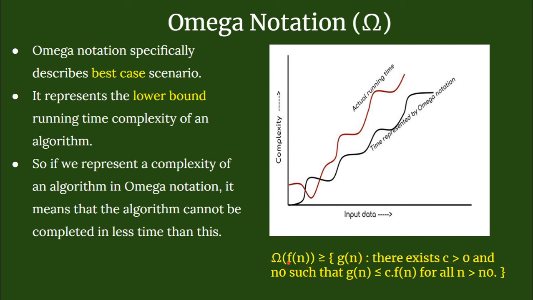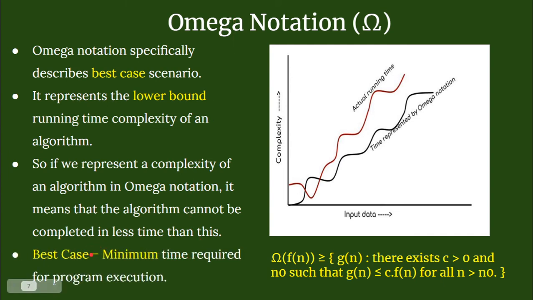Omega of f of n is the set of all g of n such that there exist c greater than 0 and n0 such that g of n is less than or equal to c dot f of n for all n greater than n0. So here this says that this always defines the least bound. So g of n is always the least value. That is the best case scenario, which is done by the omega notation. It always defines the minimum time required for the program execution.